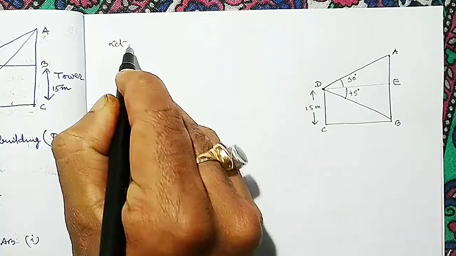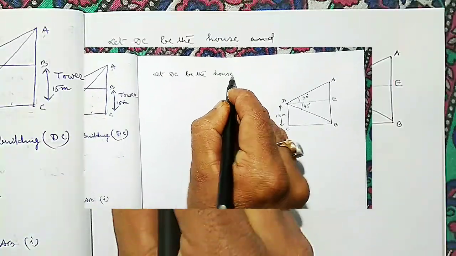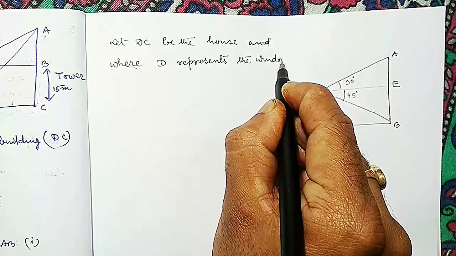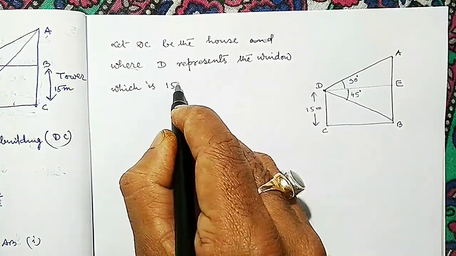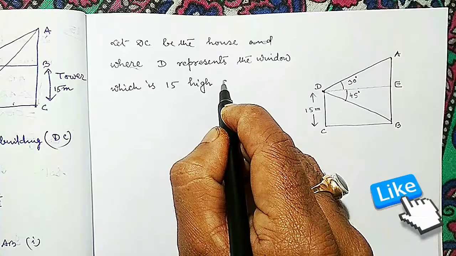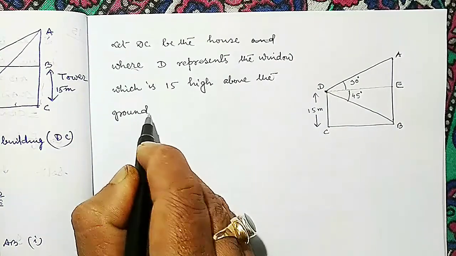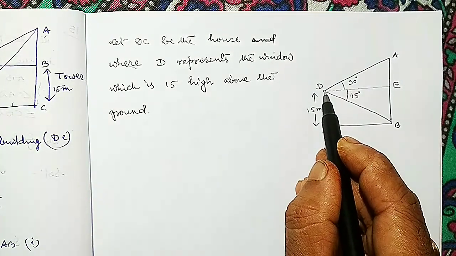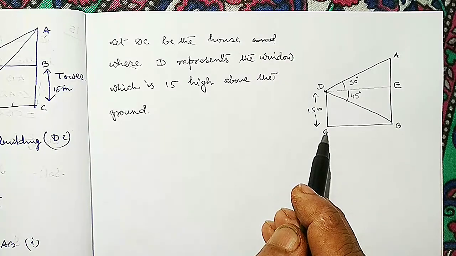Let DC be the house, where D represents the window which is 15 meter high above the ground. Clear? This is the first part. From a window 15 meter high above the ground. So this is the house. This is the position of the window. So here DC be the house and D represents the window which is 15 meter high above the ground.